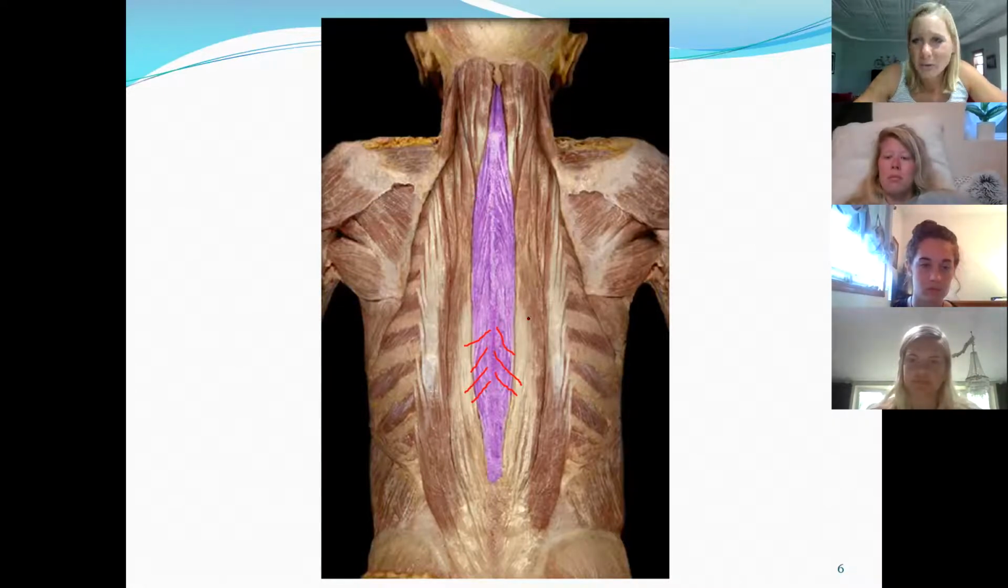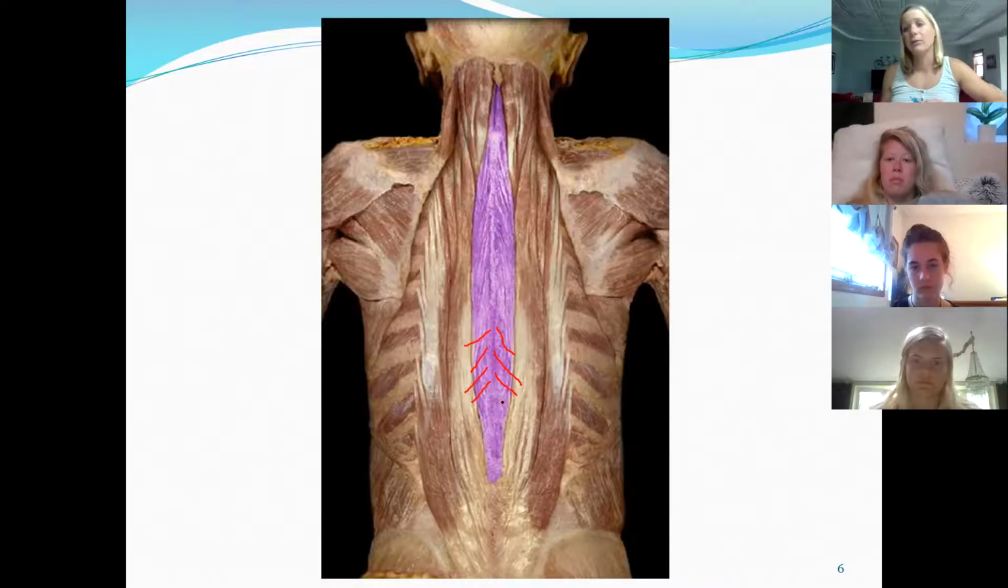When we activate both sides at the same time, that causes extension of the spine, okay? So that's what allows us to sit upright, essentially. It can also help with hyperextension as well, but its major job is to keep us upright. So that's its bilateral action. Now, when we think about its unilateral action, it'll cause lateral flexion on the same side. Okay, so if I were to activate my right spinalis, I would get right lateral flexion.